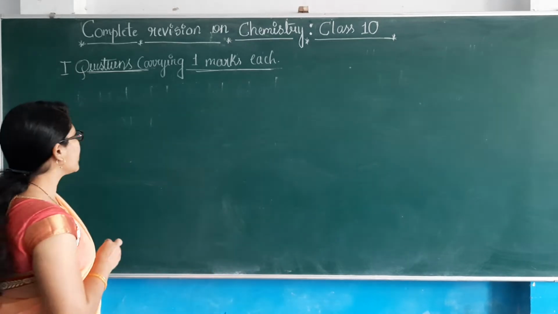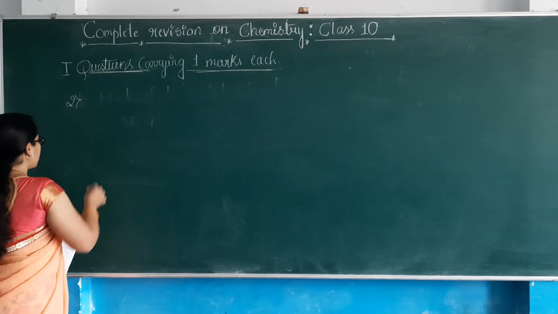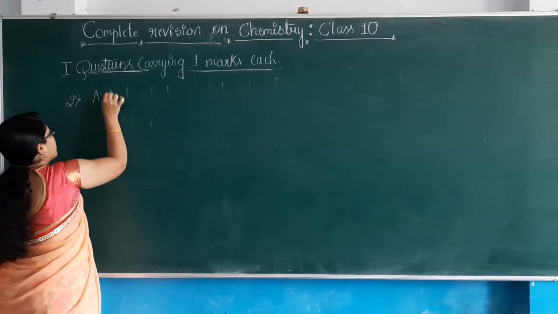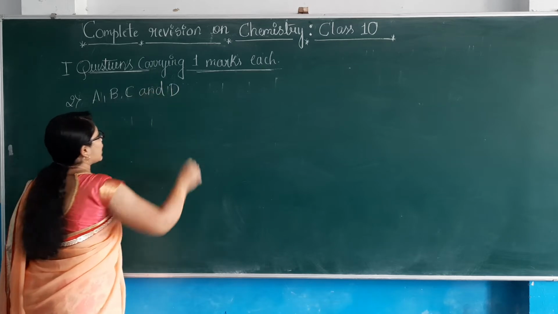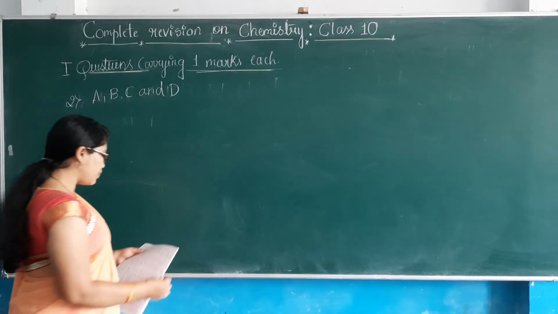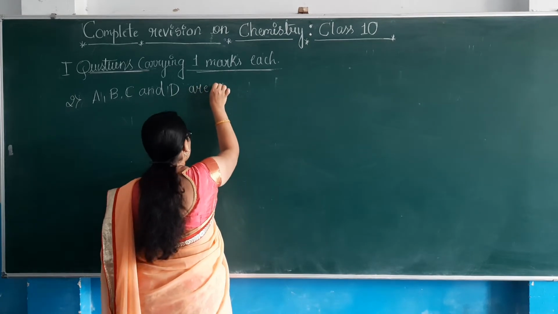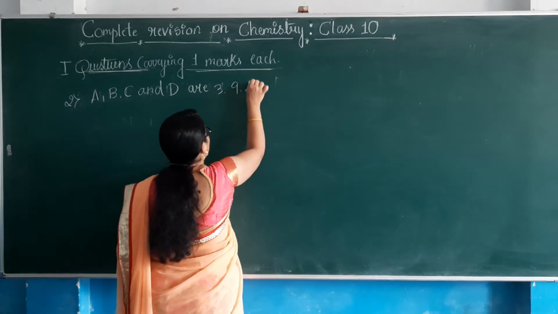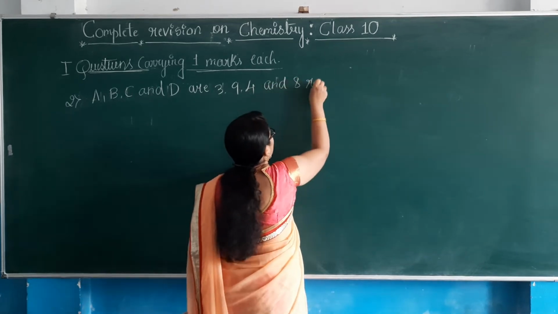So what is the question, you can see here. I am going to write, that is, we are given A, B, C and D. These are the elements given with their respective atomic numbers. They are mentioned as 3, 9, 4 and 8 respectively.